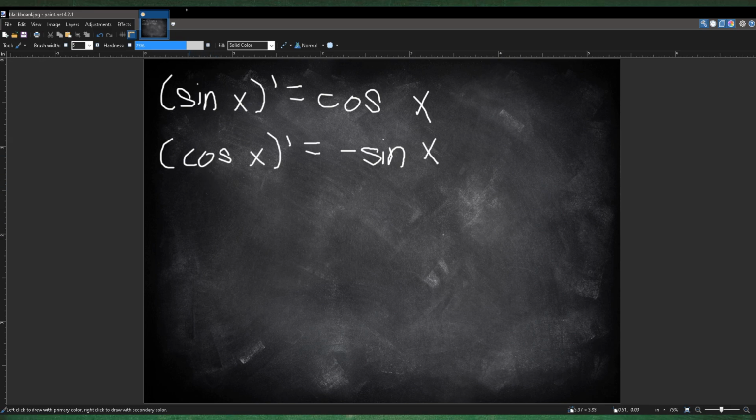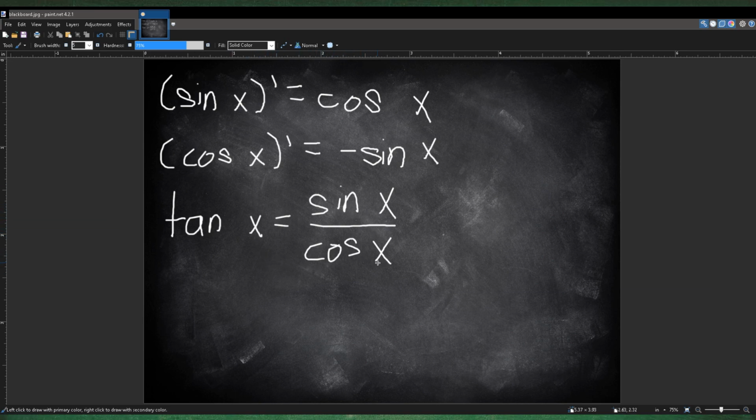So basically, let's start with tangent of x. So how do you find the derivative of tangent of x? Well, remember, tangent of x is just sine of x divided by cosine of x. So, do you see what we do here? If we want to find the derivative of tangent of x, we just need to find the derivative of sine of x divided by cosine of x.